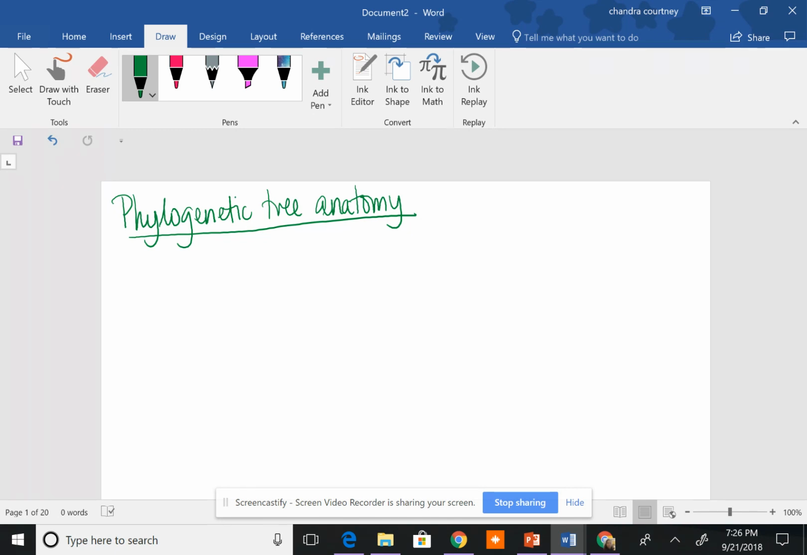Now, within reason, it has to look a certain way. We have to have some sort of order for it to be considered correct. But at the end of the day, it is a hypothesis, so there's some wiggle room, if you will.